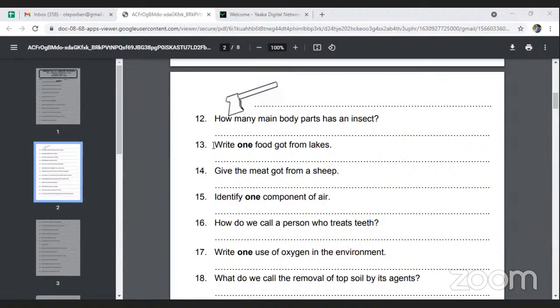Write one food got from lakes. Fish. Come again. Write one food got from lakes. Fish. Shadrach, number 14. Shadrach, read 14 and give its answer. Shemia, read 14 and give its answer.